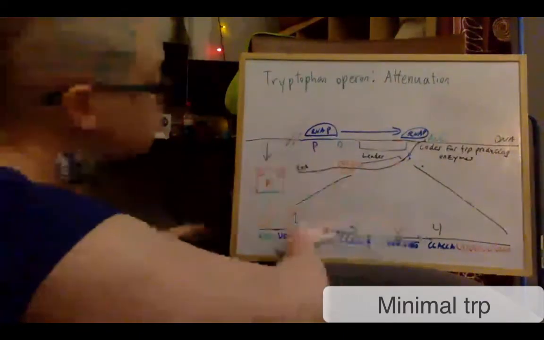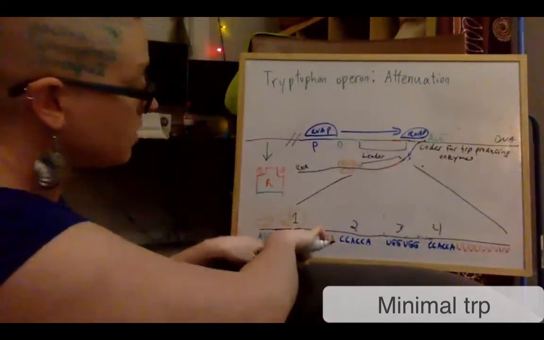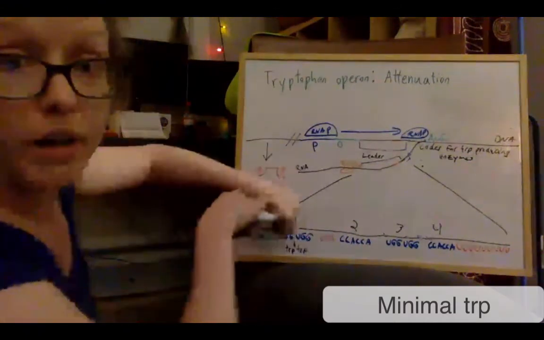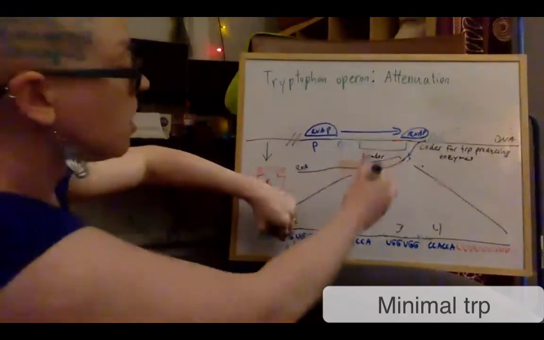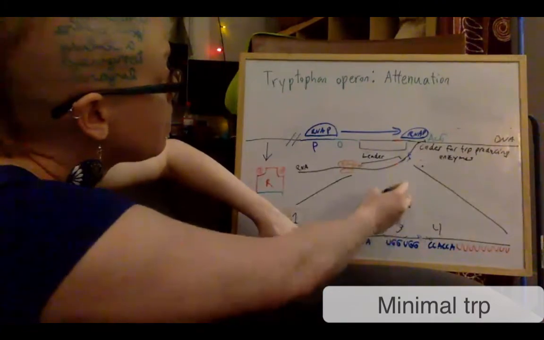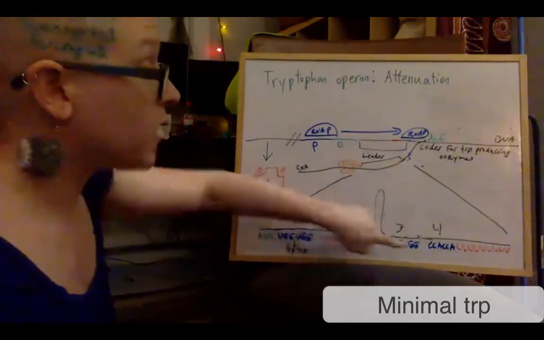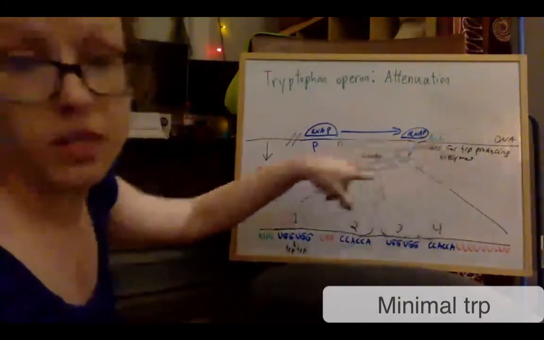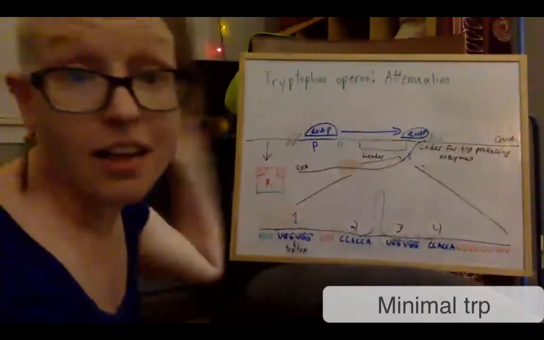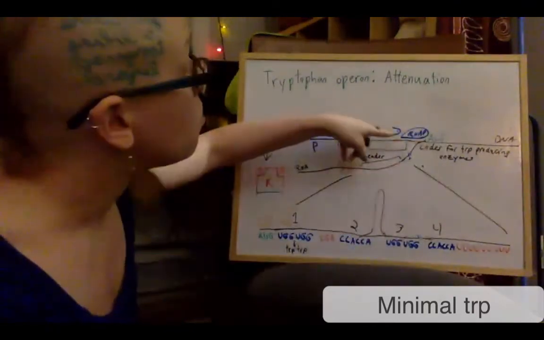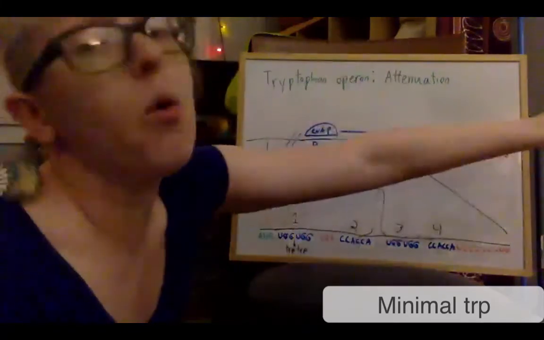So our hairpin loop in this scenario, because the ribosome is on 1 and it's not on 2, that hairpin loop is going to be here, which cancels out this sequence. Those U's are going to be fine. They're going to get transcribed. RNA polymerase is going to keep going.